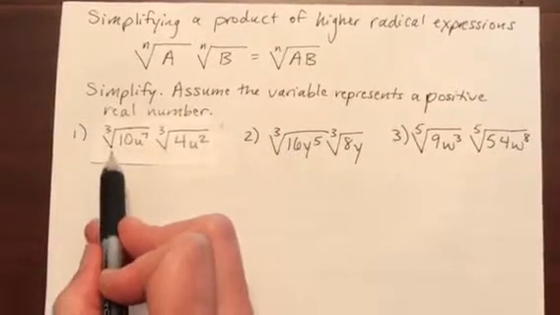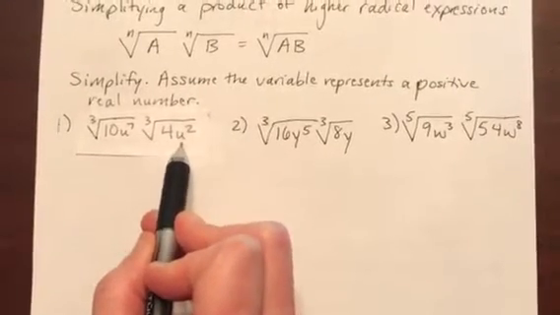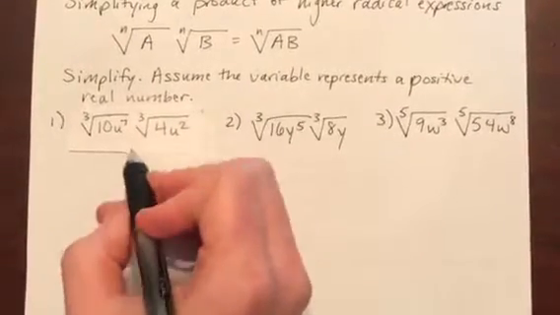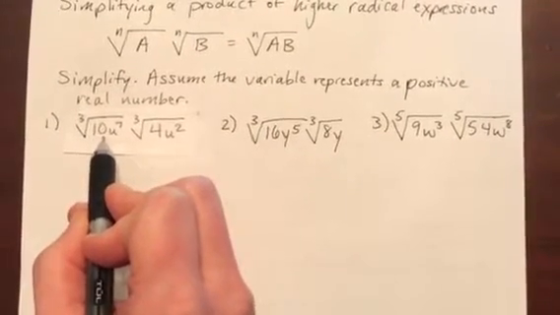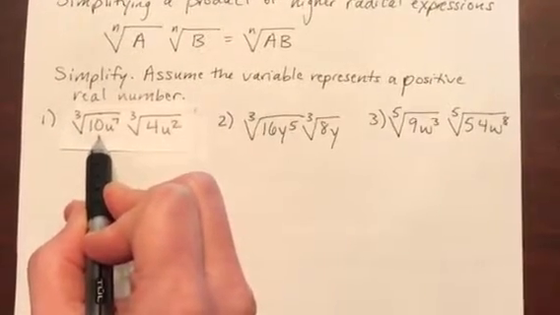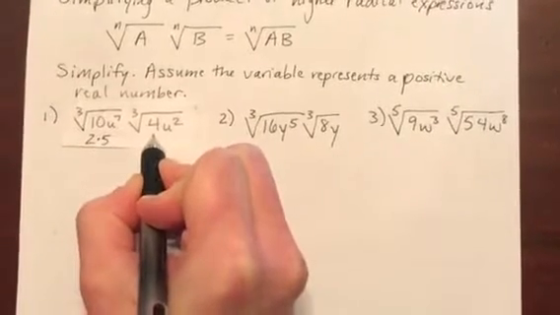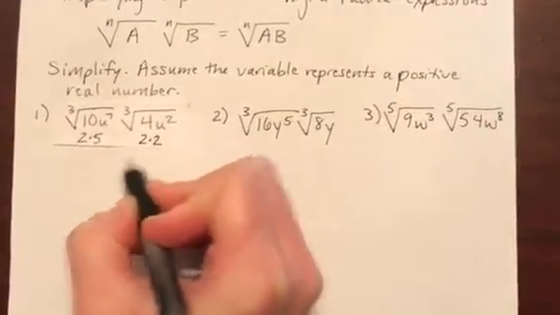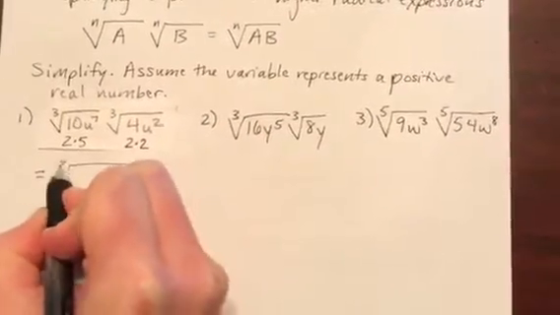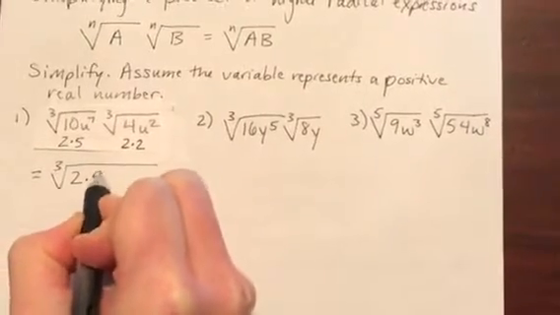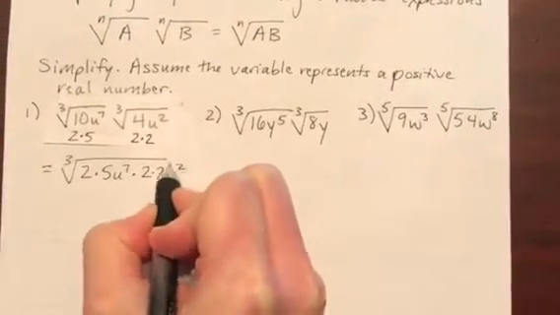In the first example we have the third root of 10u to the 7th times the third root of 4u squared. When we're working with higher radicals, it's often helpful to break down the whole numbers into their primes. And so we could rewrite 10 as 2 times 5, and we would rewrite 4 as 2 times 2. So then using this property above, we would have the third root of 2 times 5 u to the 7th times 2 times 2 u squared.